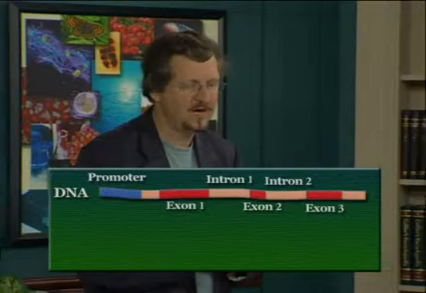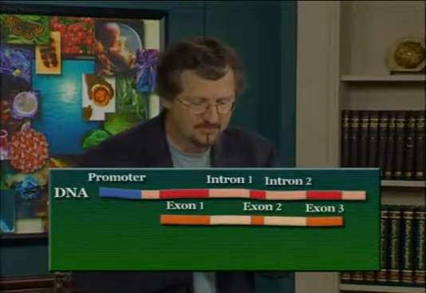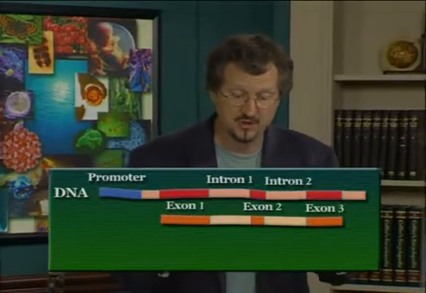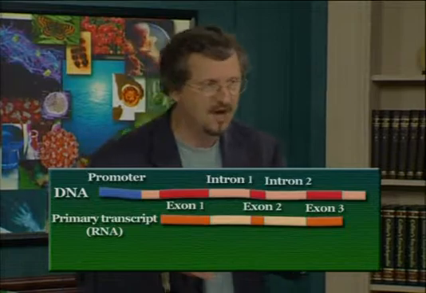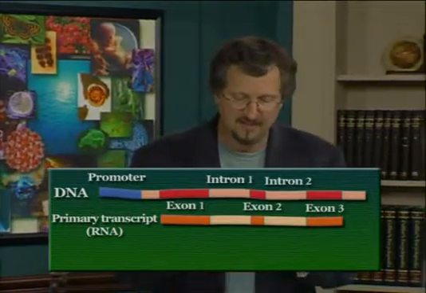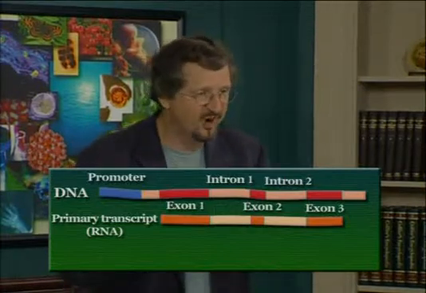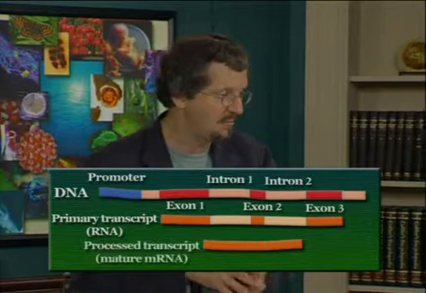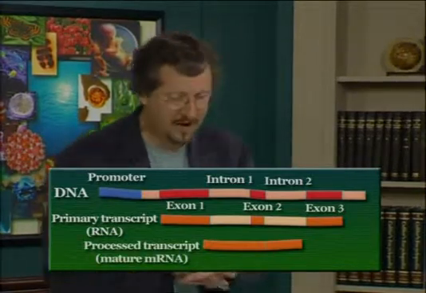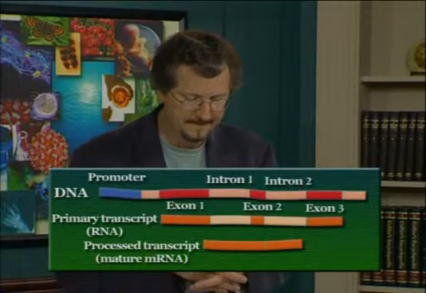So we call the product that's originally produced from a transcription unit the primary transcript, and we now know that the primary transcript of a section of DNA has to be processed by some sort of cutting and splicing. The resulting RNA molecule we refer to as mature messenger RNA or a processed transcript. There are a number of other names that are used to describe that.